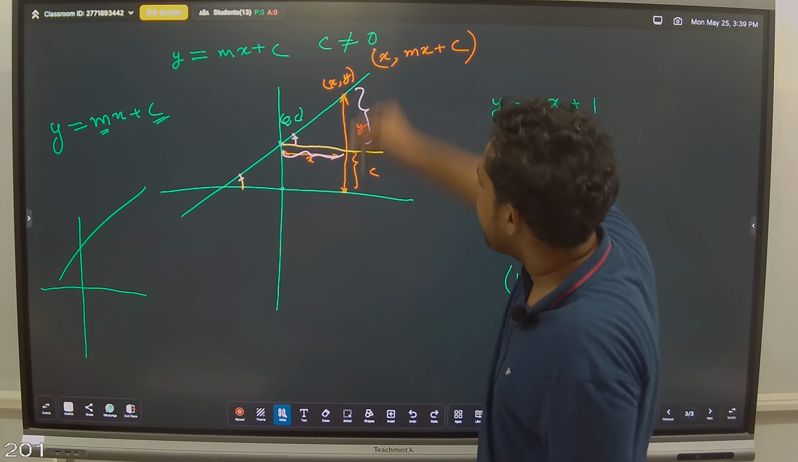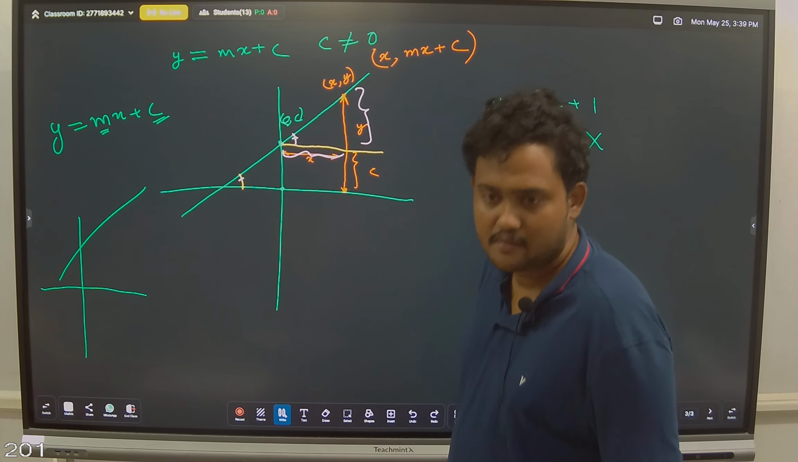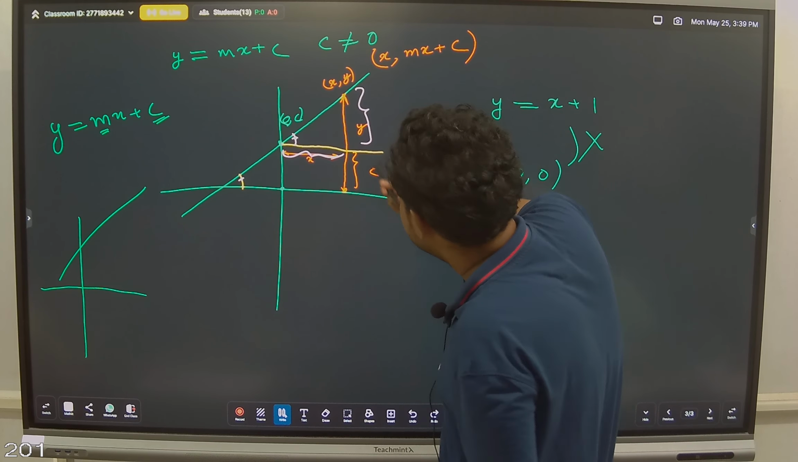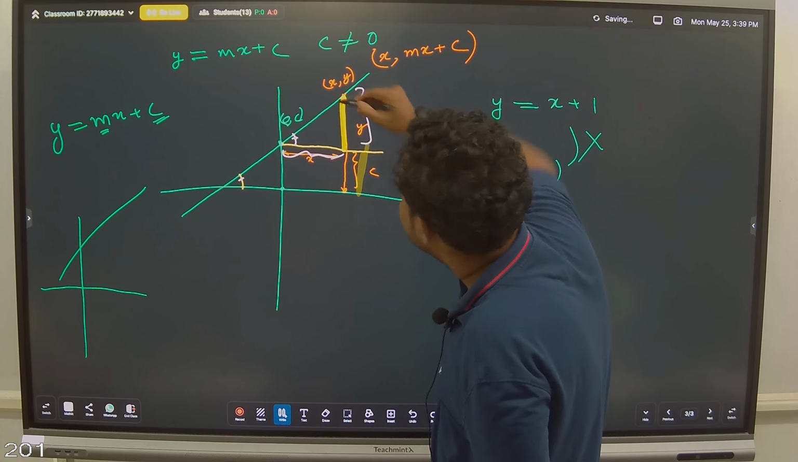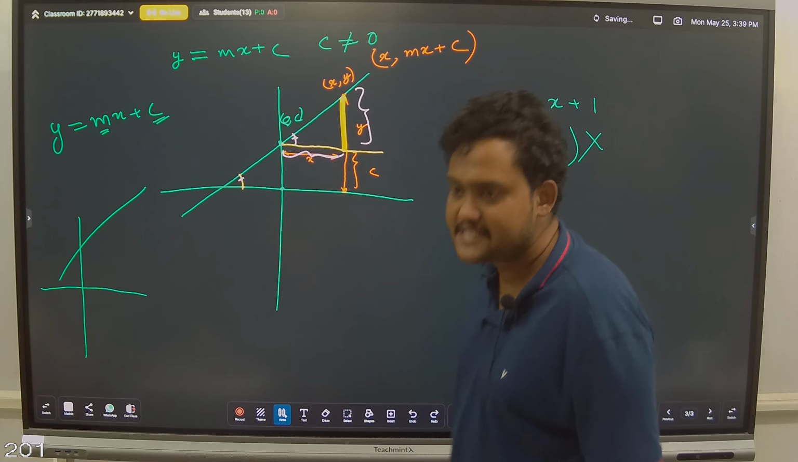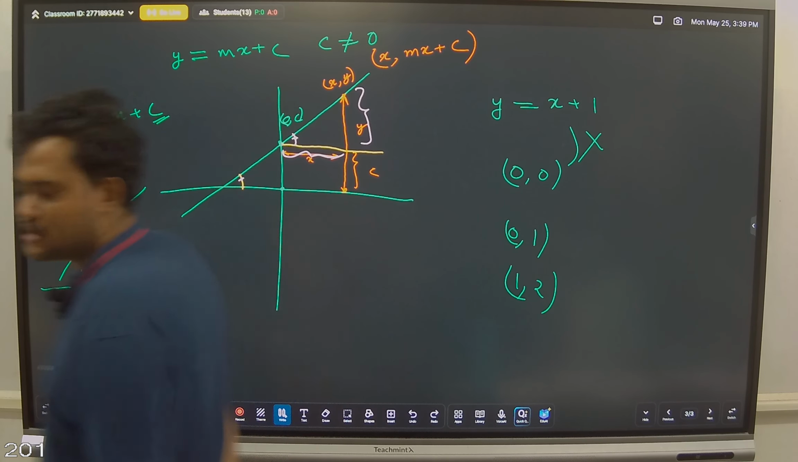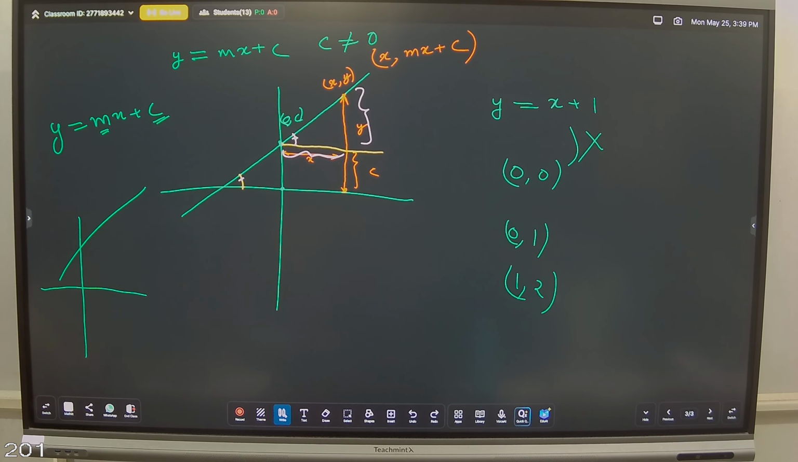y. This height from the x-axis is y, right? Height till here is c. So what is this particular height? y minus c, right? Now y equal to mx plus c, so that height is mx, right?